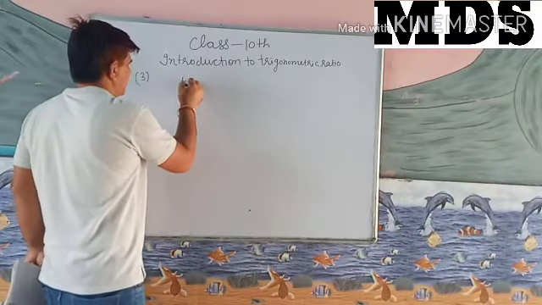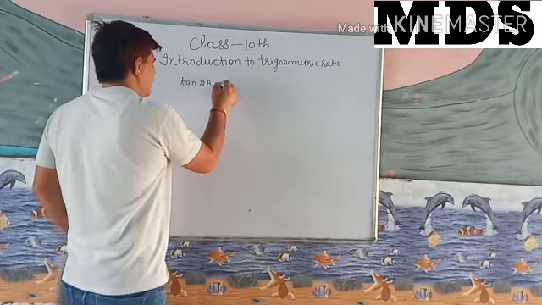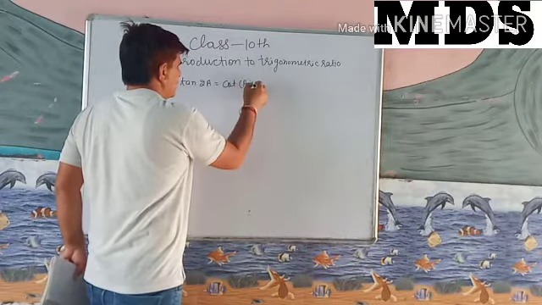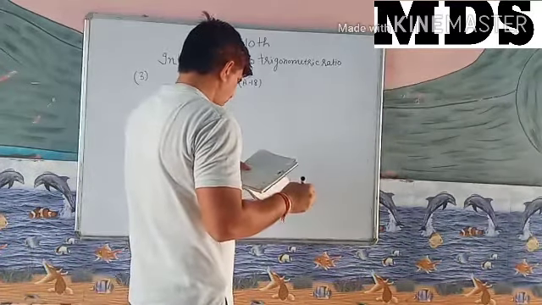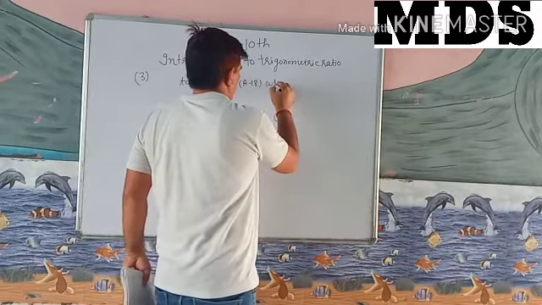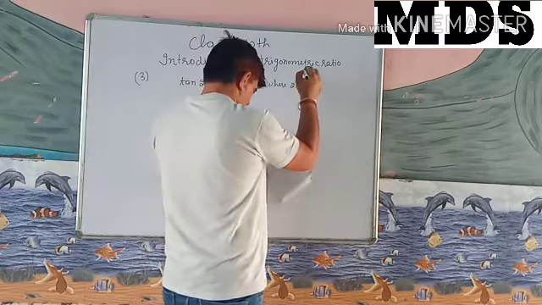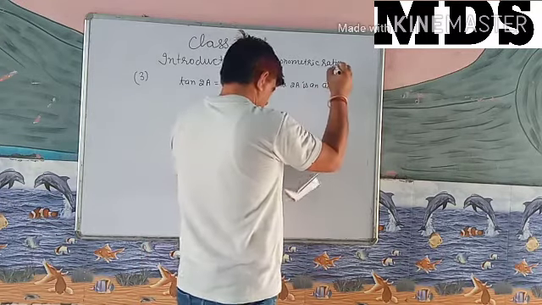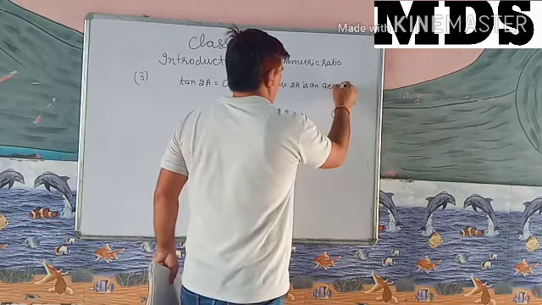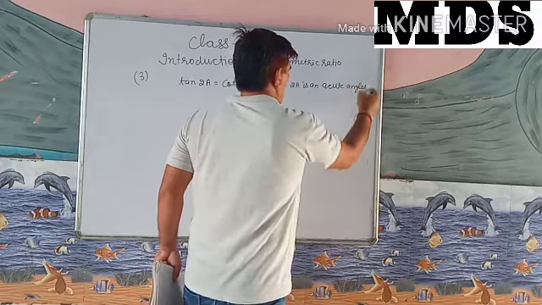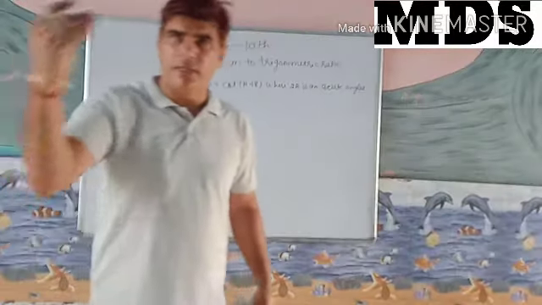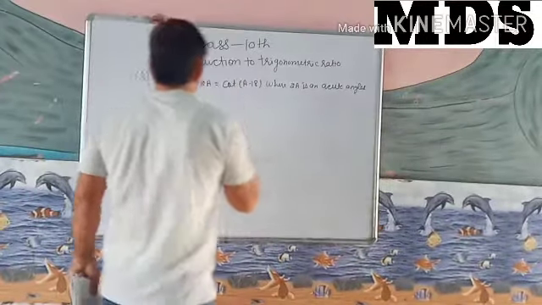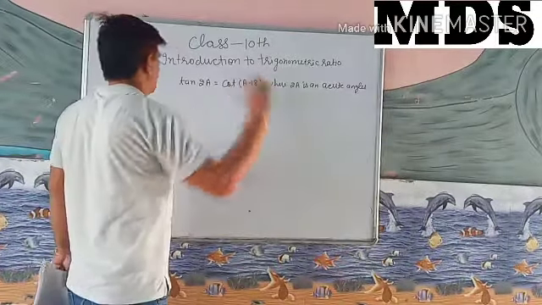It's given tangent 2A equal to cotangent (A minus 18), where 2A is an acute angle, less than 90 degrees and more than 0 degrees. Find the value of A. You have to find out the value of A.